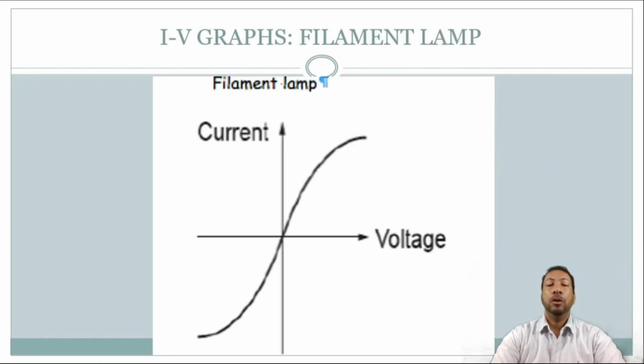A filament lamp, on the other hand, is not an ohmic conductor. Our graph here is a curve. What does this curve show? It shows that as the voltage increases, the current maxes out. It doesn't get higher and higher as the voltage gets bigger and bigger. This happens because the filament lamp, also known as a light bulb, gets hot. The hotter a conductor becomes, the more resistance it has.